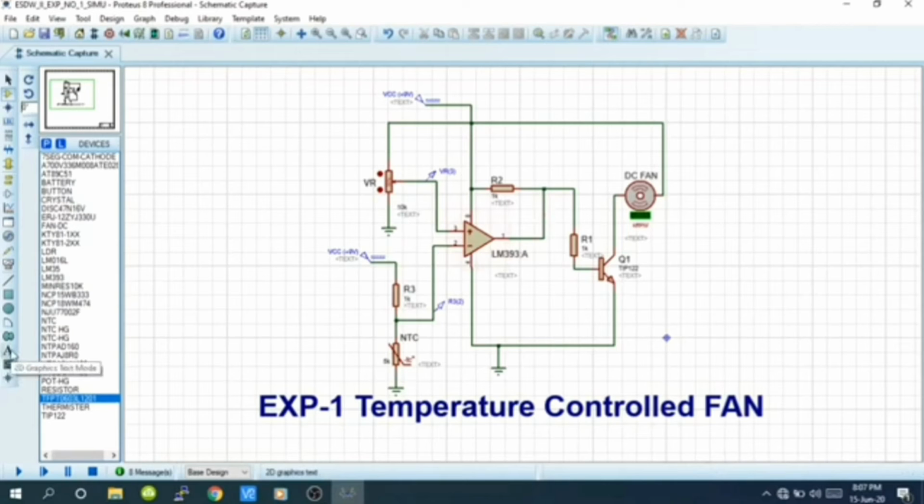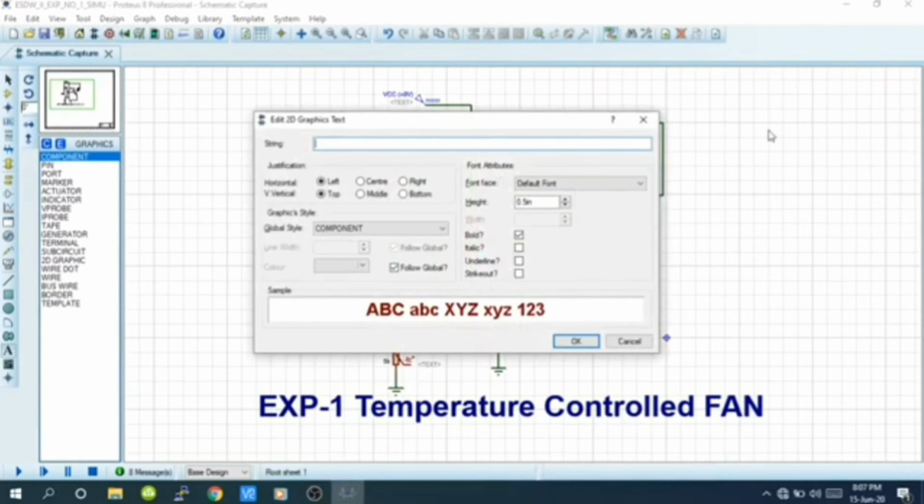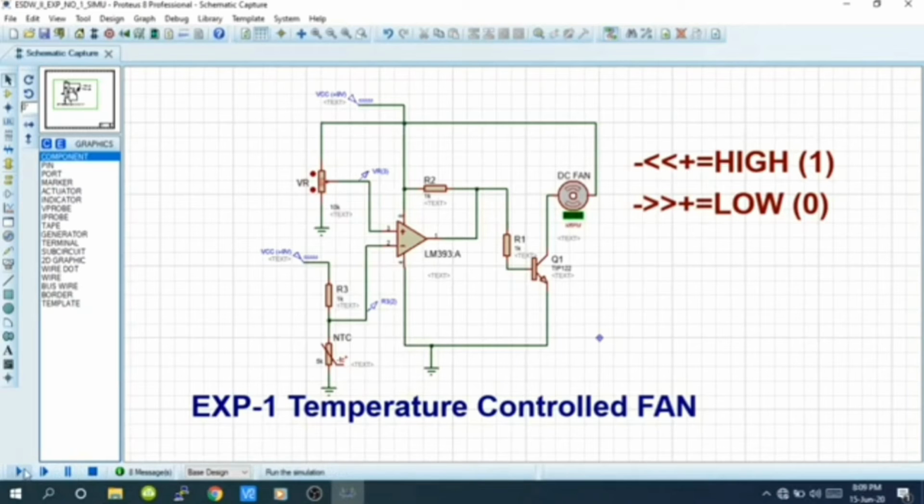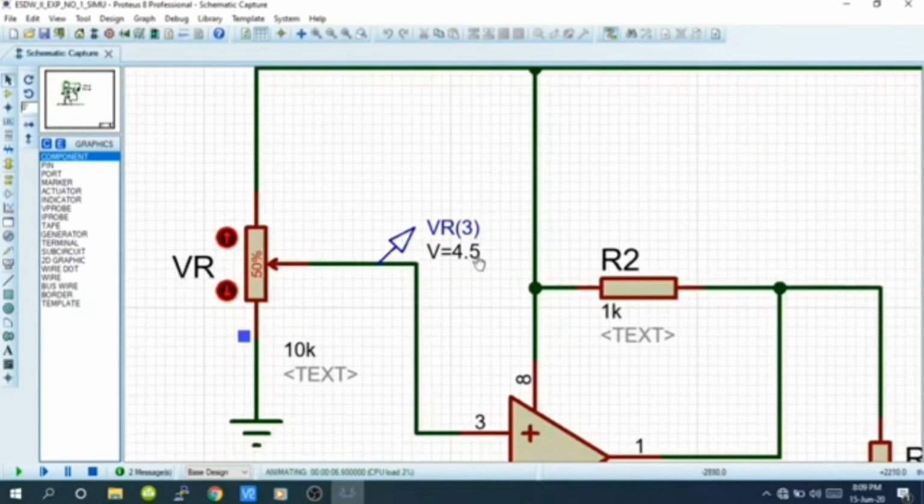Now when the temperature increases, the resistance of the thermistor decreases and the voltage at the non-inverting terminal of the op-amp becomes higher than the inverting terminal. So the op-amp output pin 1 will become high and the transistor will be on. This condition of the NPN transistor allows the fan to start. As the thermistor returns to the normal condition, the fan will automatically turn off. VR is the variable resistor, which is set at 50%, and its voltage is given to the non-inverting terminal, that is pin number 3.